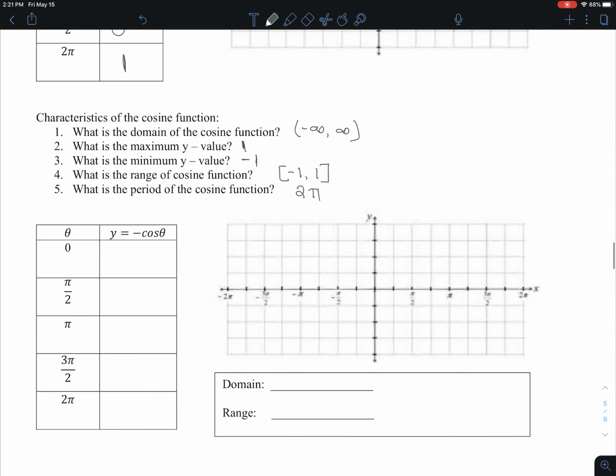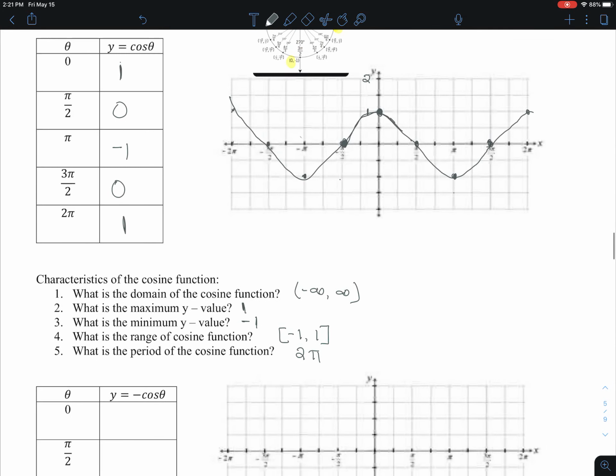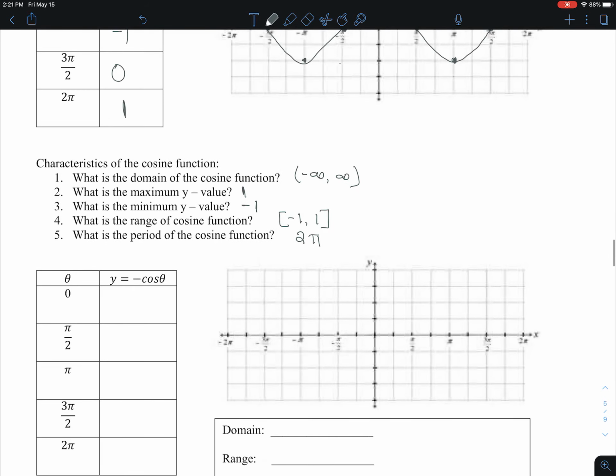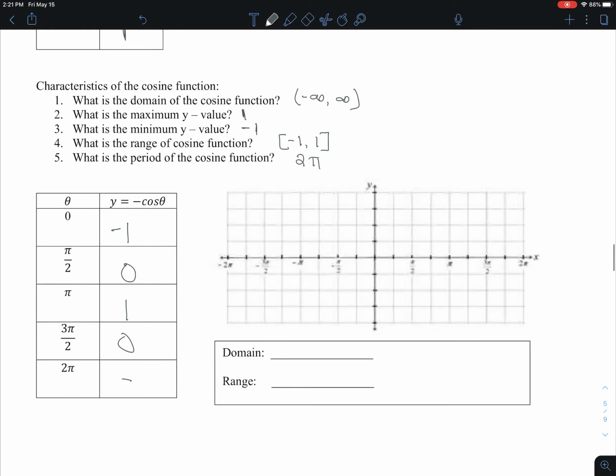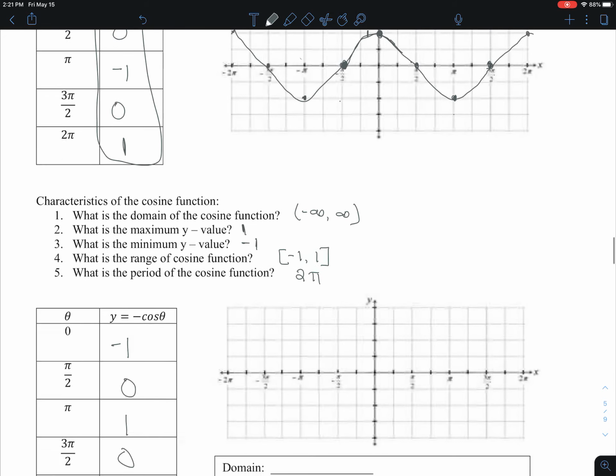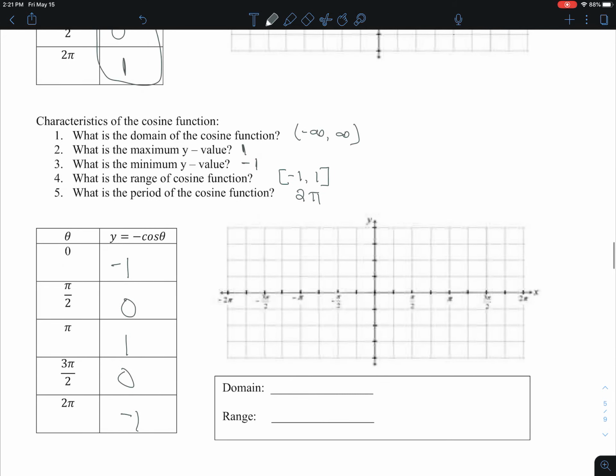I just want to show you a couple of things. So negative sine is going to look similar, except for instead of starting at 1, it's going to start at negative 1. And then 0, and then 1, 0, negative 1. Because all I'm doing is taking these values and multiplying them by negative 1. Because that's just negative cosine.